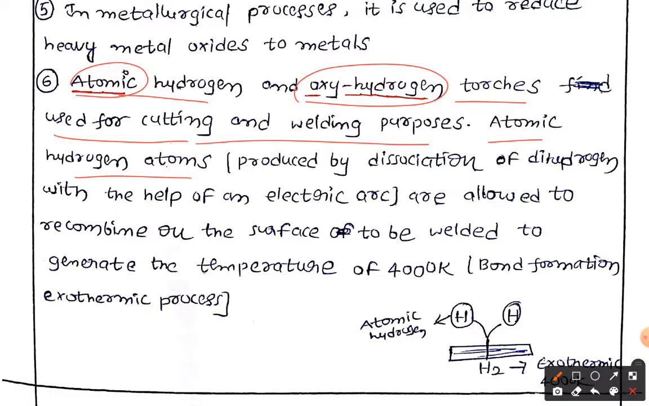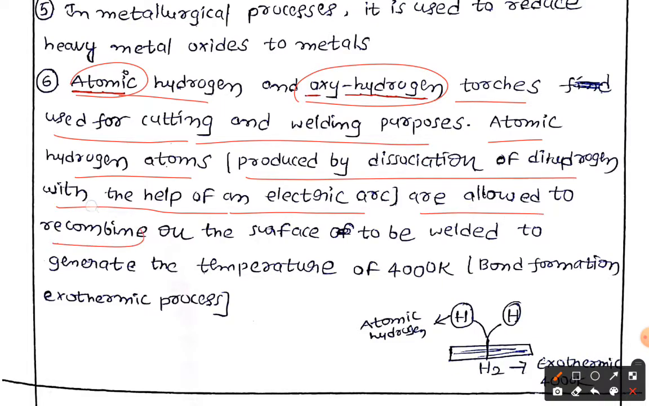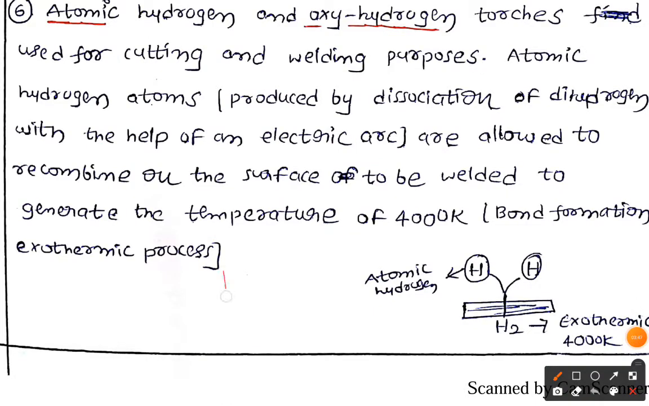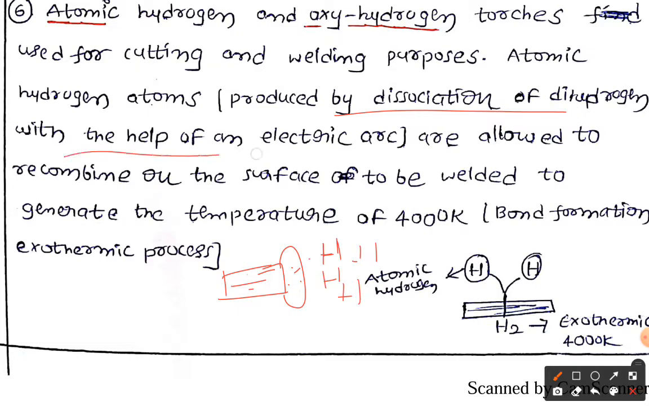Atomic hydrogen atoms, produced by dissociation of dihydrogen with the help of an electric arc, are allowed to recombine on the surface to be welded to generate a high temperature of 4000 Kelvin. What is the meaning of this? For example, I have one torch. In this torch, atomic hydrogen is produced, not only dihydrogen but atomic hydrogen. How is it produced? By dissociation of dihydrogen with the help of an electric arc.